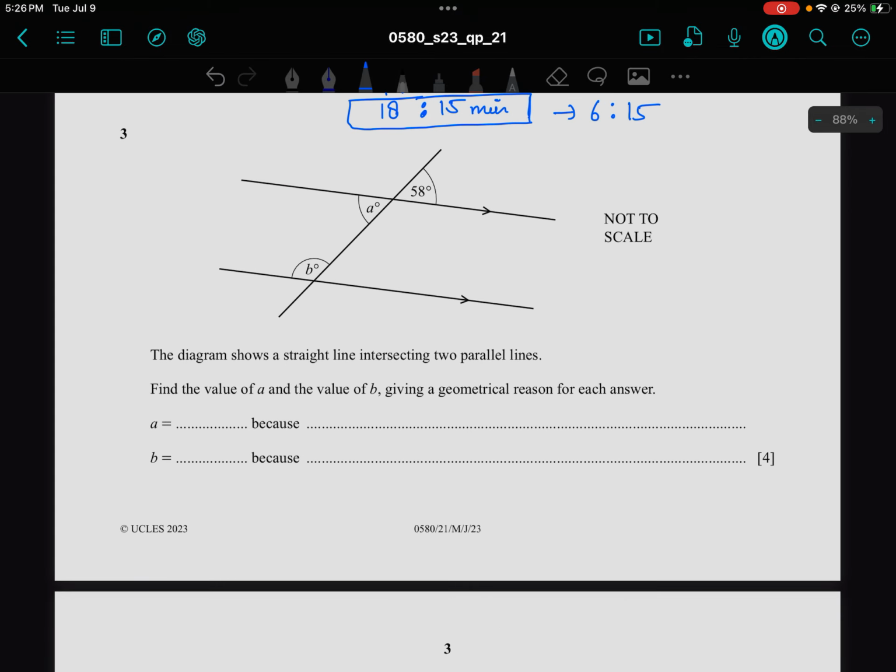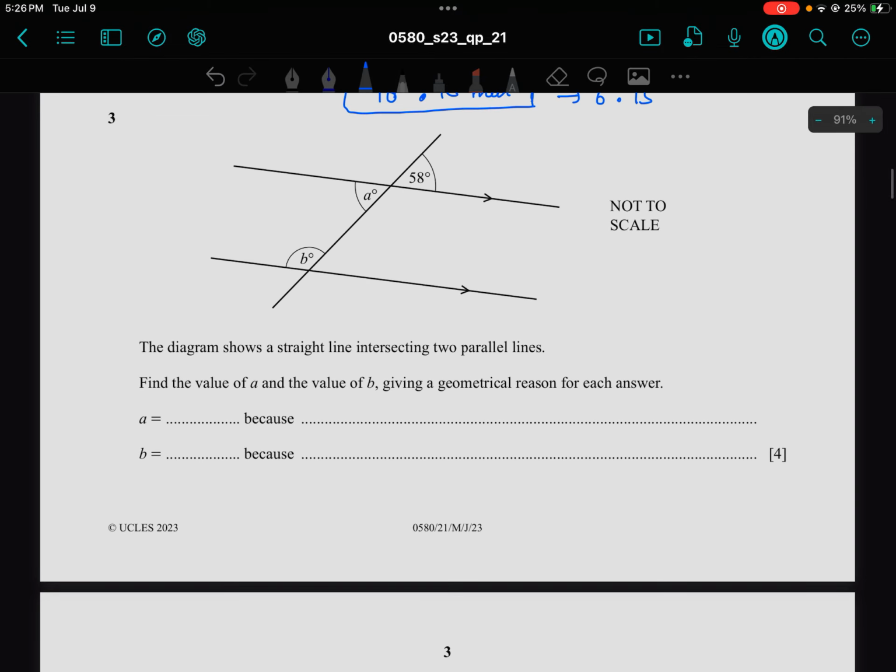Question number 3. The diagram shows a straight line intersecting two parallel lines. Find the value of A and the value of B, giving a geometrical reason for each answer. So this question of parallel lines, where two parallel lines are there and one line that is a transversal line cutting these two lines, we can use the value where A and 58 degrees, these two angles are vertically opposite.